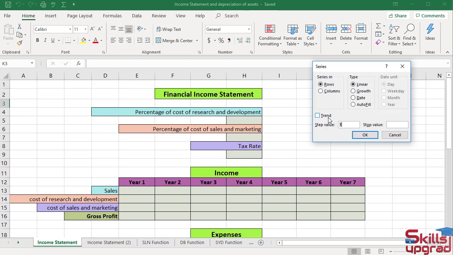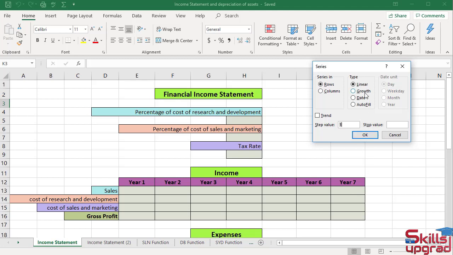Suppose I enter the year 1 sales value of $350,000 and I enter the year 7 sales value of $600,000. A linear trend will change the values by a constant amount. The difference between 2 years' values will remain constant.